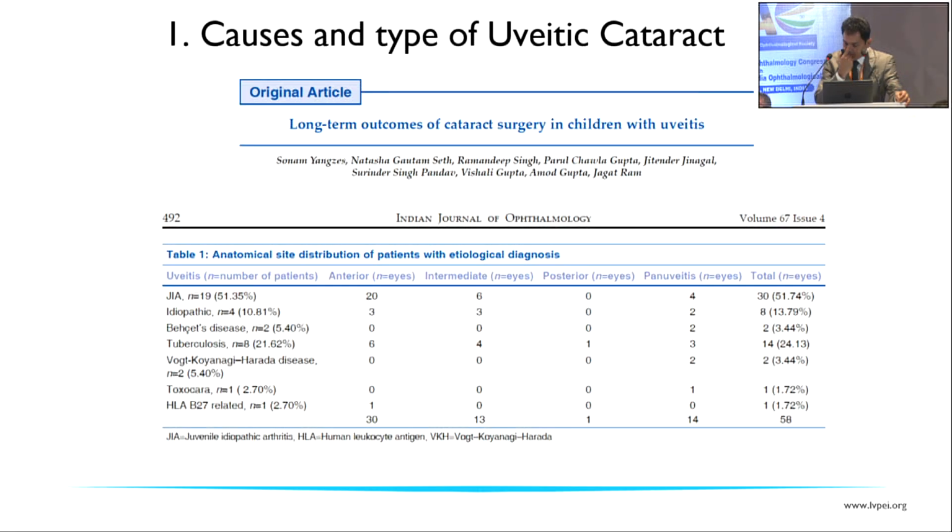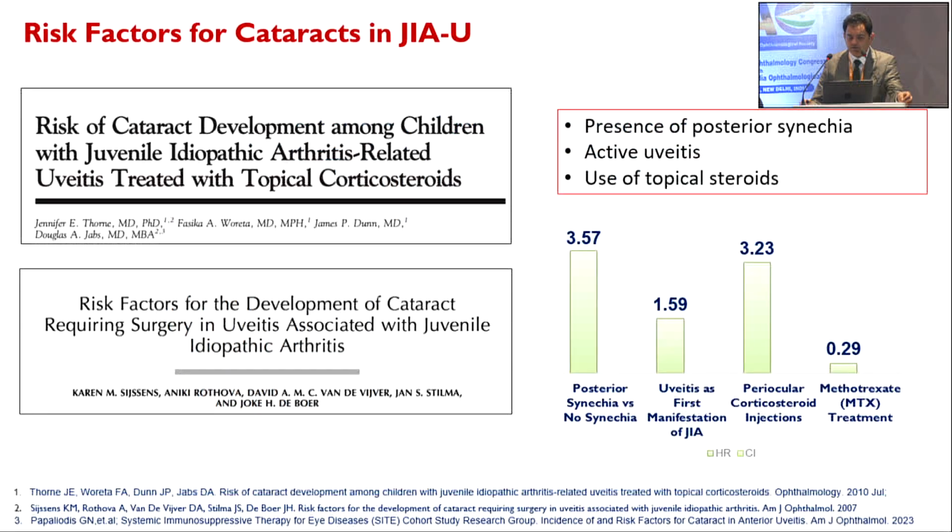This is one of the publications from Dr. Jagatram's group from Chandigarh. You can see JIA is on top. More than half of the patients have JIA. And then there are idiopathic, Behçet's and tuberculosis. We need to keep that in mind. And very rarely in children, HLA-B27 related, a very small percentage of patients.